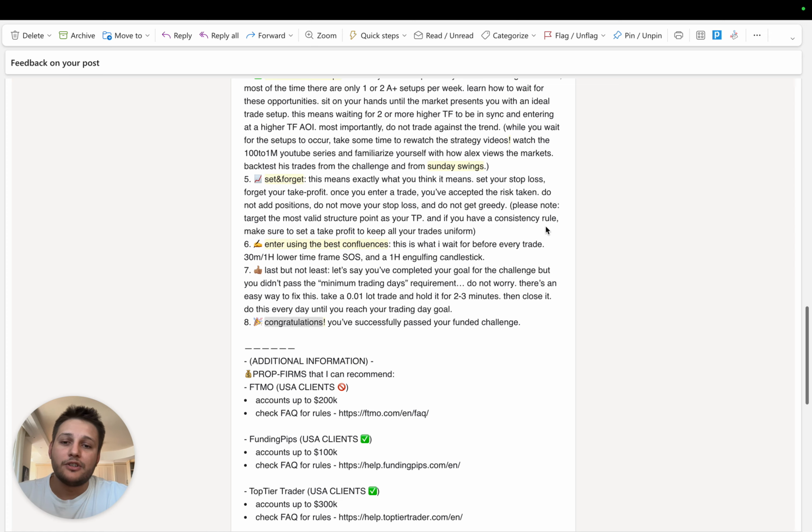Next is to enter with the best confluences. That means entering with good entry confluences, such as a 1 hour or 30-minute shift to structure. And that also means waiting for a good engulfing candlestick for your entry signal. I would recommend the 30-minute and 1 hour as well.